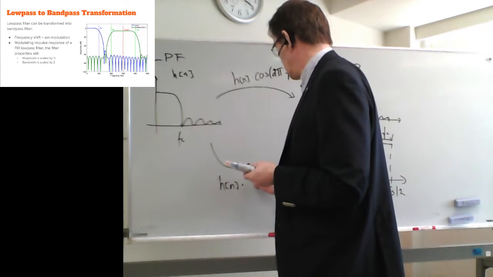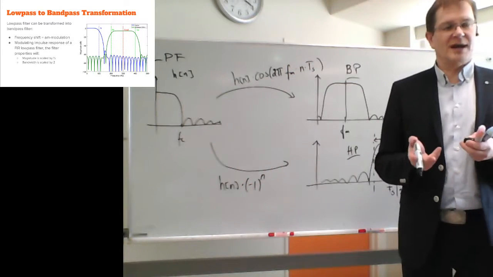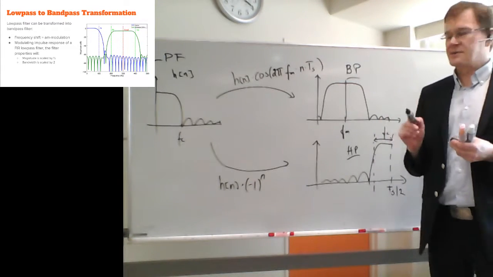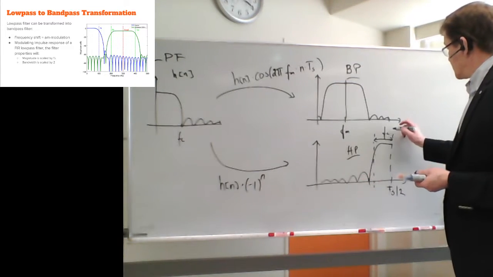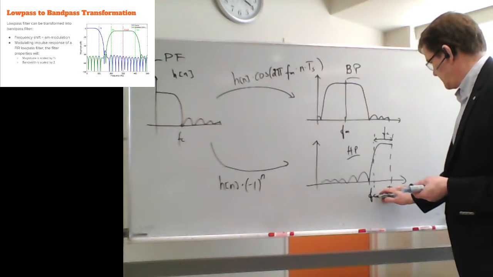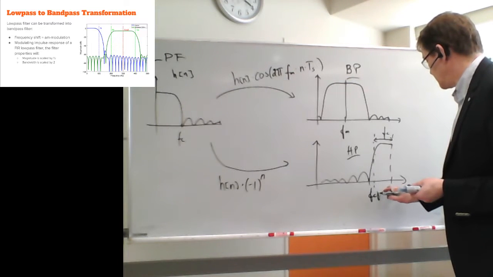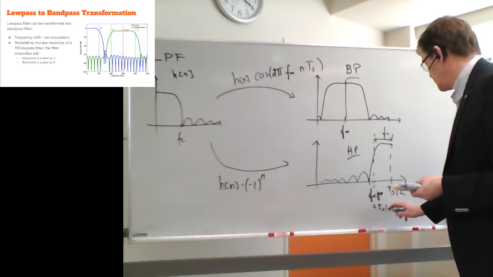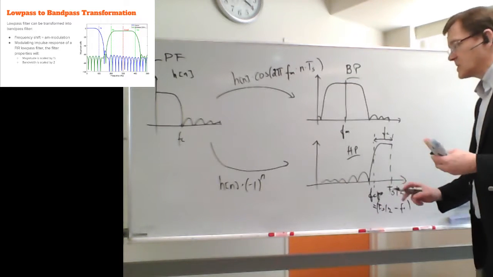It's minus 1 to the power of n. So cosine n times pi gives plus 1, minus 1, plus 1, minus 1, plus 1, minus 1. So the cutoff frequency here, FC2 or Fc high pass, is Fs over 2 minus the original Fc. Remember that one.